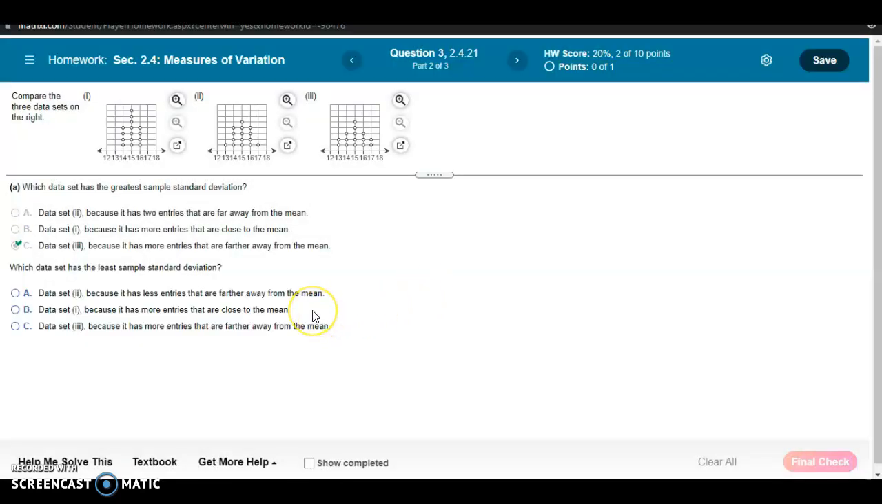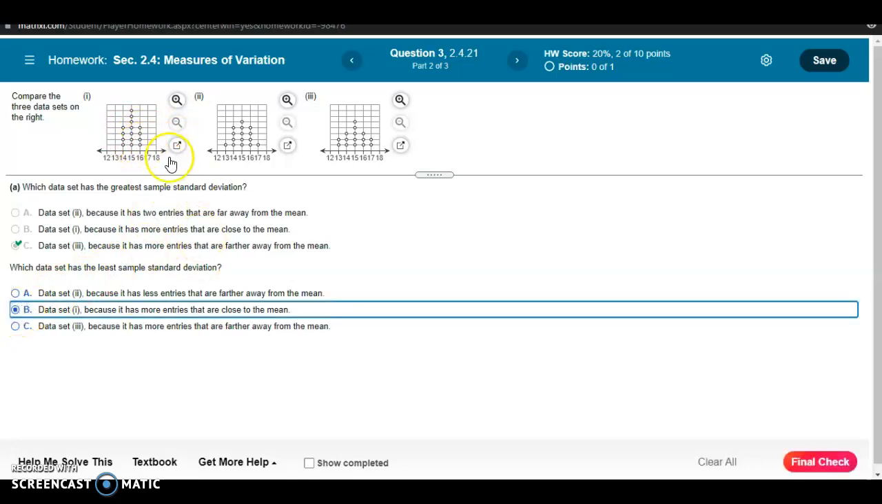Okay, and then using kind of the same reasoning, which data set would have the least standard deviation? So using that same reasoning, you look at the graph of the data that's more clustered around the center or around the mean, which is in the middle of the graph. So example 1 would have the smallest standard deviation because the data values are more clustered around the mean than the others.